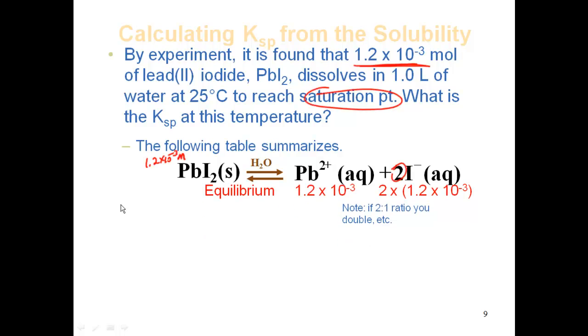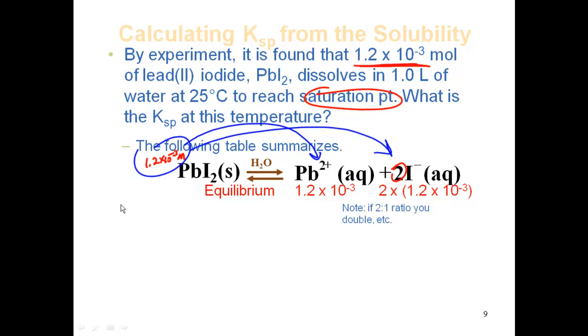So I have 1.2 times 10 to the negative 3rd molarity of lead-2 ions, and I have 2 times 1.2 times 10 to the negative 3rd of iodide. Now, one thing to keep in mind here is, in this particular problem, I'm going from molar solubility to the amount of lead and to the amount of iodide. That's why I have to double that iodide, because of that mole-to-mole ratio. That's not going to happen every time. You're going to have to look at the data given to you. Sometimes you will double it and sometimes you won't. It depends on the information given.